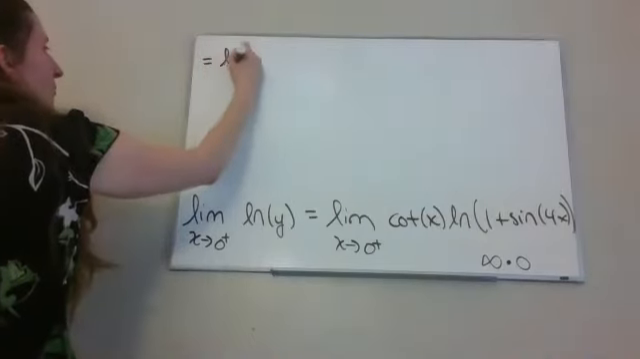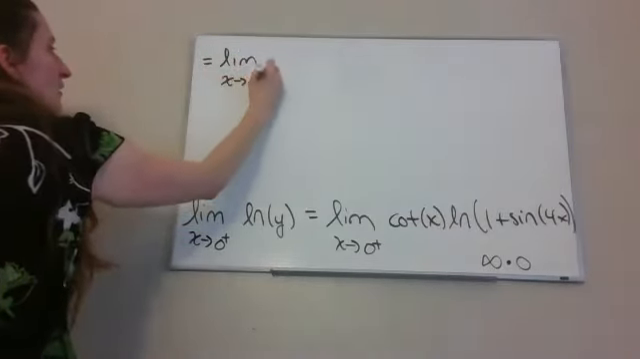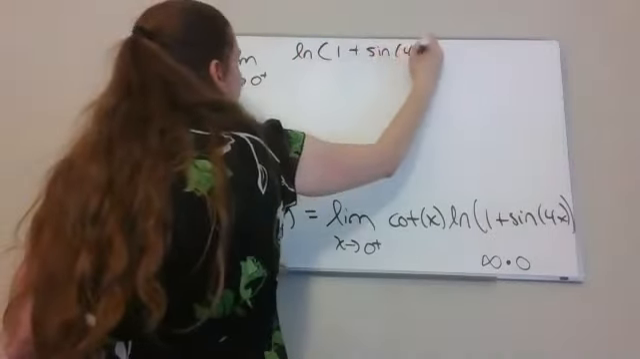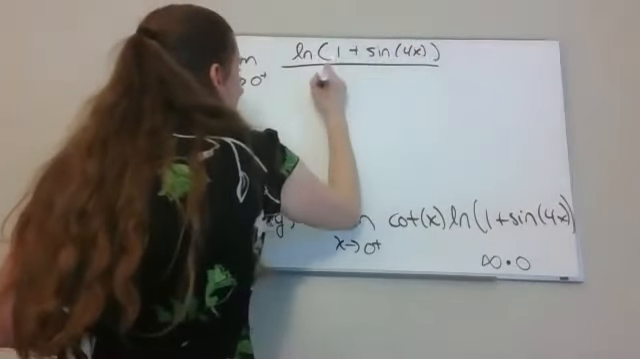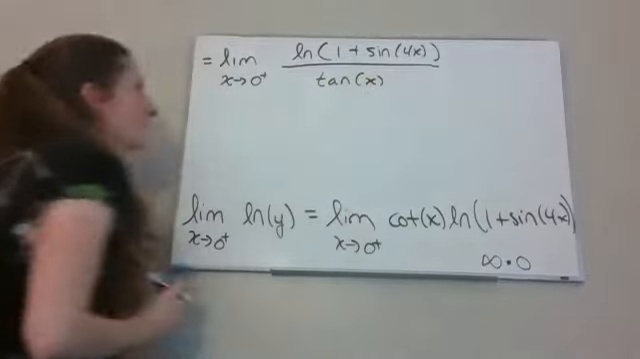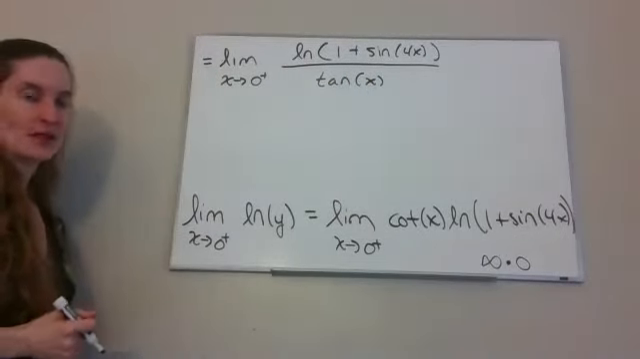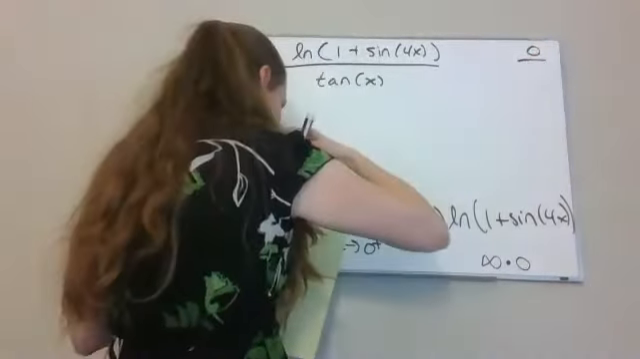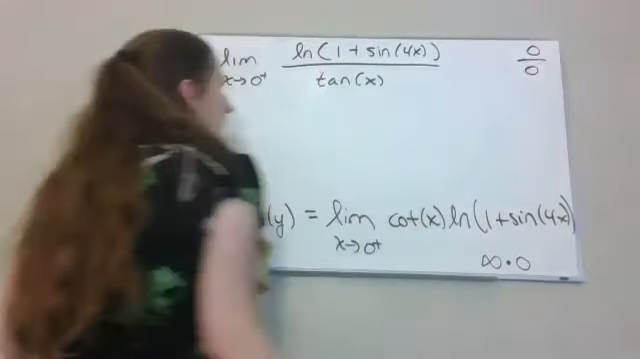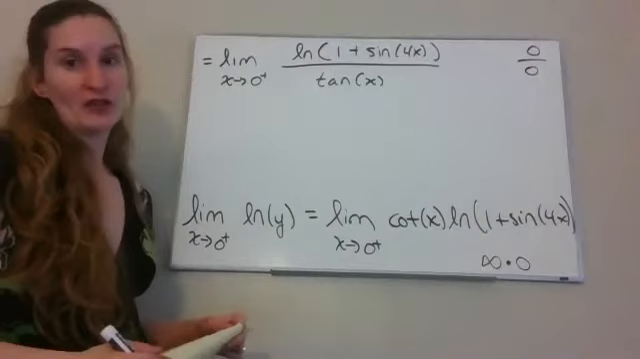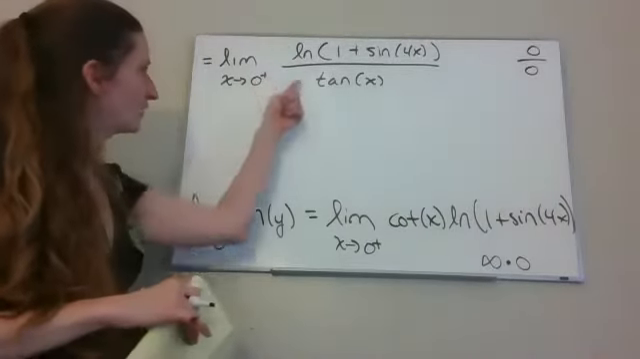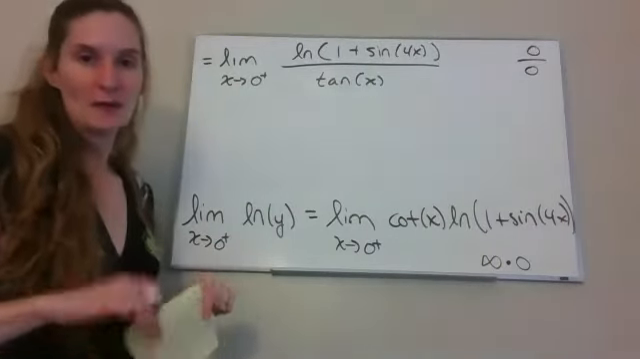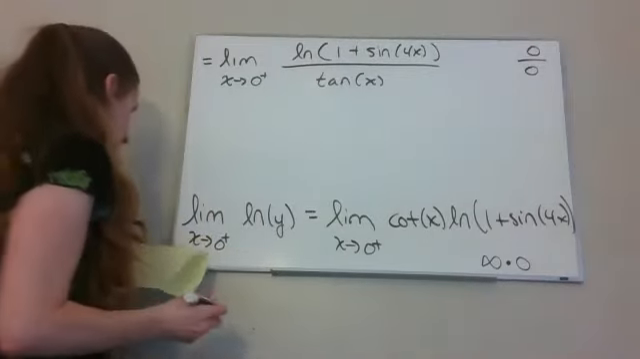So I can rewrite my problem as the natural log of 1 plus sine of 4x divided by tangent of x inside of my limit. Now when I try to take the limit, I still have a 0 for the top, and then tangent of 0 is also going to be 0. So I'm in 0 over 0, so we're good to use L'Hopital's rule. Can I take the derivative of these functions? Yes, I can. And the derivative of tangent is non-zero, so I'm good to use my L'Hopital's rule.